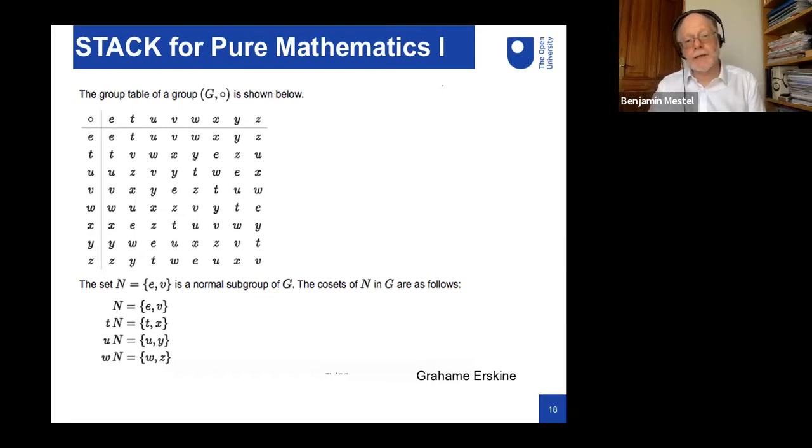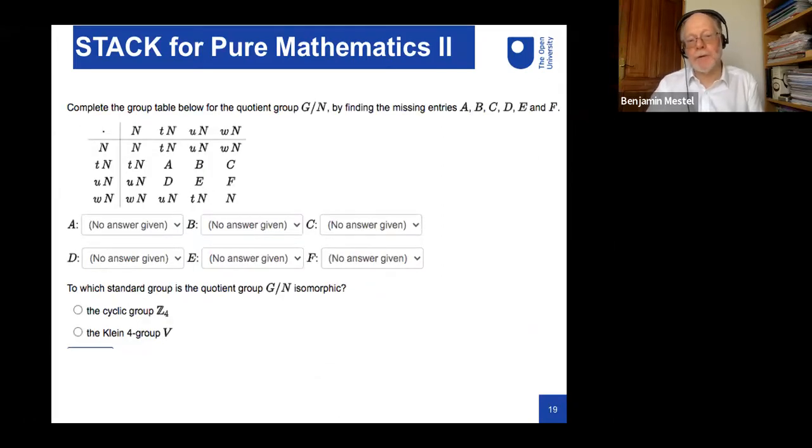And one of the things that we've tried to do is to use Stack in pure mathematics. And here's an example that comes, I think, from a third level module, where you've got, obviously, in group theory, a group table, and a normal subgroup has been identified, and the cosets are listed there. And students are asked to fill up the group table for the factor group, the quotient group, and then identify which of the two groups of order 4 listed it is. And I believe the answer is it is actually the Klein 4 group, this particular one.